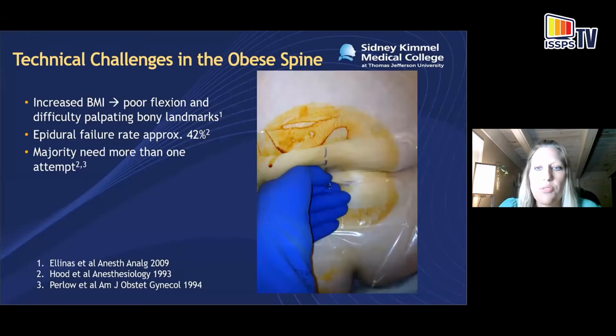So overall, obesity results in increased risk of technical difficulty when you're doing neuraxial blocks, or really any regional anesthesia on the spine. Patients with higher BMI have poor back flexion, so they can't position as well, and you can't palpate the bony landmarks, including the intercristal line, the midline, and the interlaminar space. In an older study, they found that with the landmark technique, obese patients had a failure rate of about 40%. And the majority of obese patients required more than one attempt, which can be traumatic for the patient as well as the provider doing the neuraxial technique.